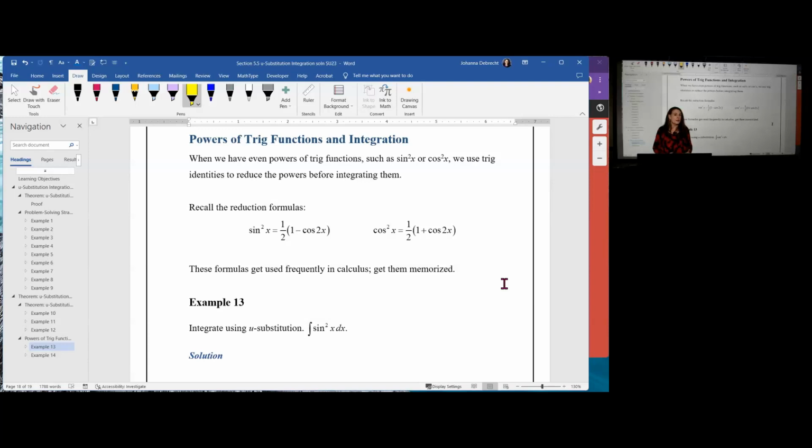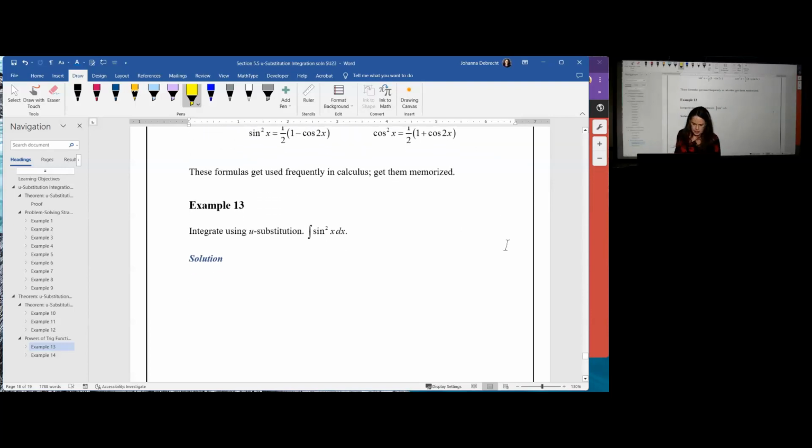They don't come up all the time. They come up frequently enough that you just don't have time to look them up every time you need them. Let's see how we can use these formulas to integrate and why they're in this section on u-substitution. We'll start with example number 13.